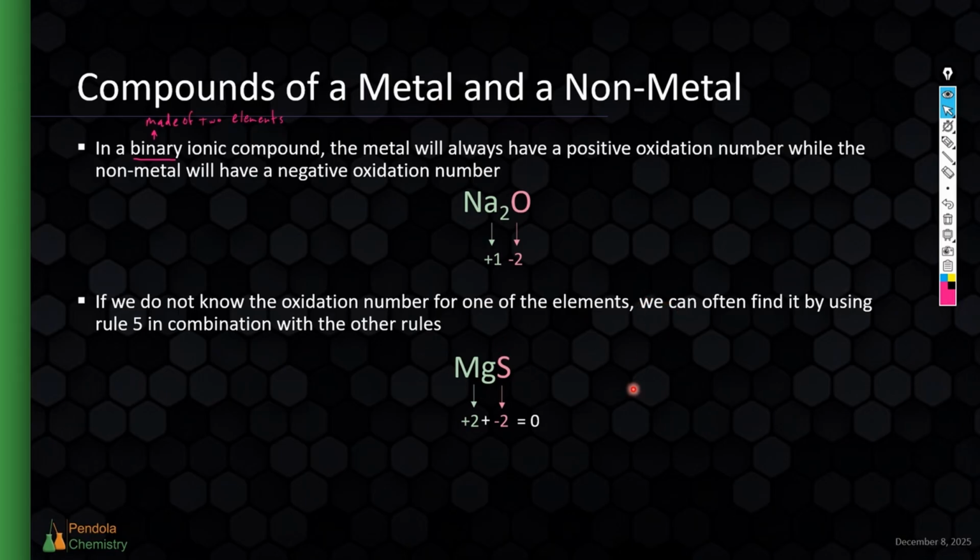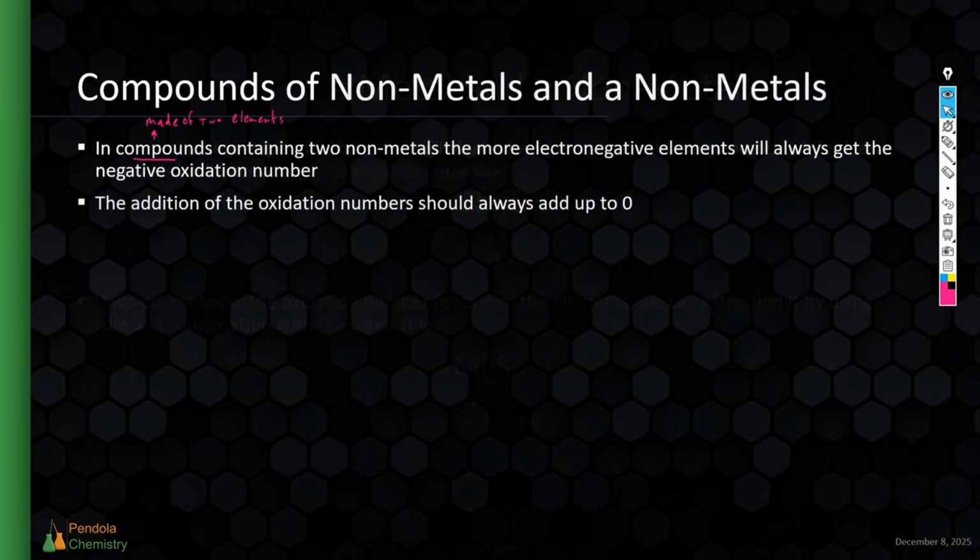But what happens when we have covalent compounds made out of only nonmetals? If we have covalent compounds made out of only nonmetals, so a nonmetal with a nonmetal, in a compound containing two nonmetals, the more electronegative of the two nonmetals will always get the negative oxidation number. Now, we don't have to worry too much about this. This rule's always going to come true solely based on the application of the other rules. The addition of the oxidation numbers though, should always add up to 0 because we're looking at a compound. Compounds, by definition, have to be neutral in charge.